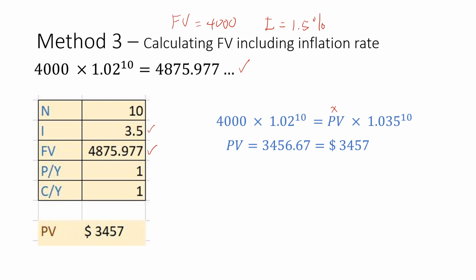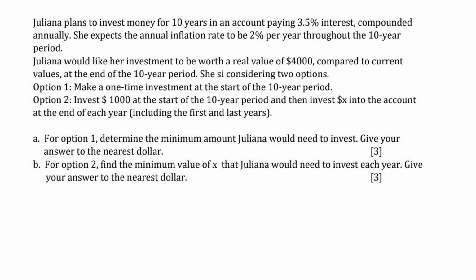So now you have seen a lot of ways by which we can solve question number 1 of this problem. We will proceed to question number 2. In option 2, Juliana invests $1,000 at the start of the 10-year period and then invests X dollars into the account at the end of each year, including the first and last years. So how is option 1 different from option 2? In option 1, Juliana gave a one-time payment or one-time investment, whereas here in option 2, there is a payment of 1,000 and a recurring payment of X dollars every year, or starting from the first up to the last year.